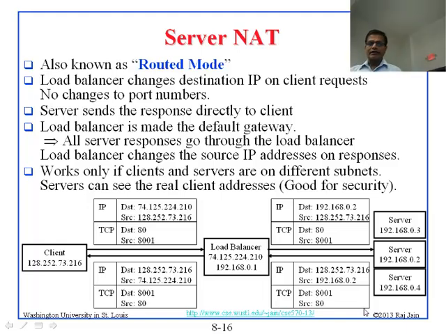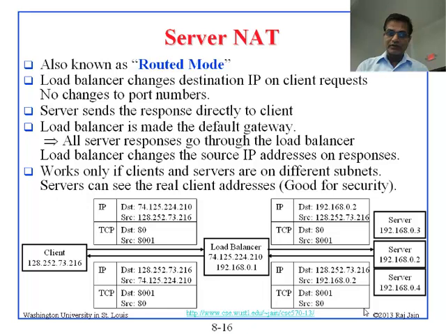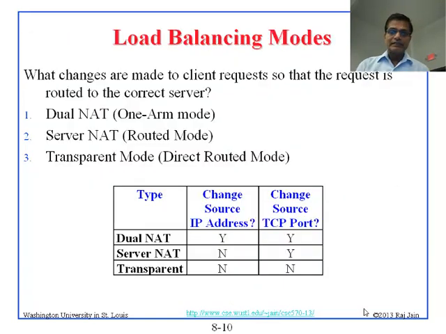Last time we covered 3 different ways NAT could help a load balancer, right? We talked about dual NAT, server NAT, and transparent mode. And one thing I discovered, after I went and thought about it a little bit, and I think this is an important realization, is that these 3 modes really correspond to 3 selections: whether to change the IP, whether to change the port, whether to change both.